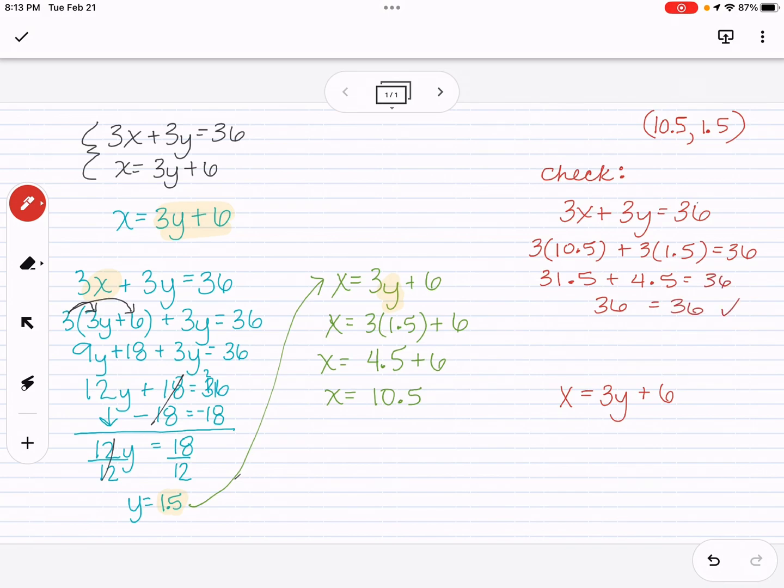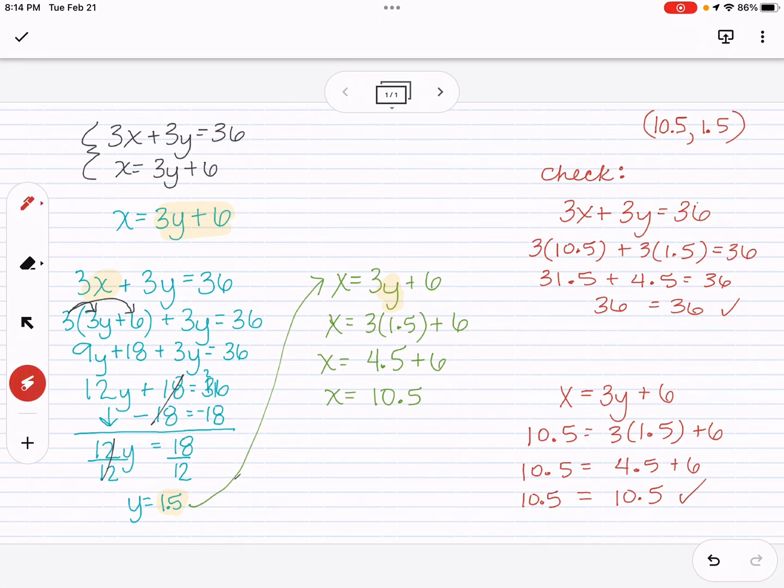So it's great. But we actually have to check with both equations. It can't just work with one, it has to work with both. So I'm going to plug in my x and my y again. Three times 1.5 is 4.5. And 4.5 plus 6 is 10.5. So it checks out, it works, I am done. So the solution to this equation is what we have up here, 10.5, comma 1.5.